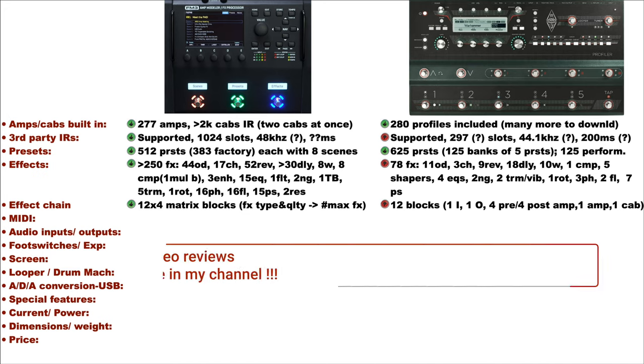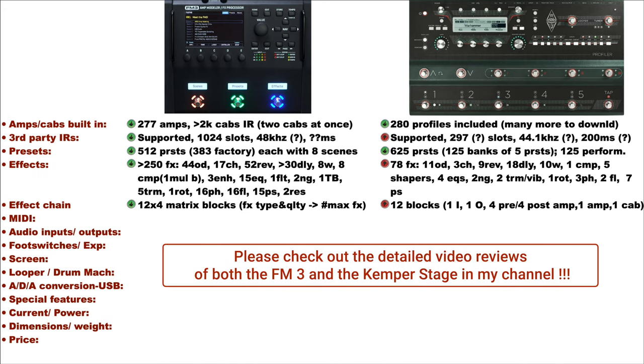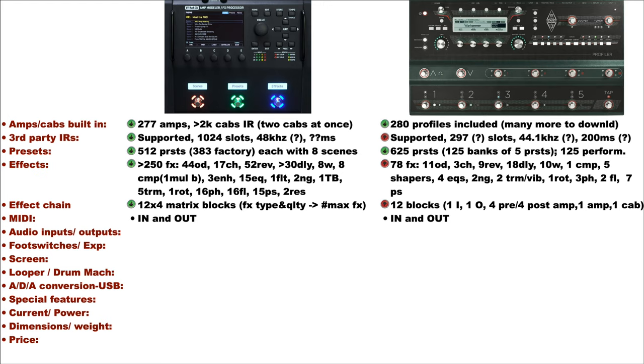If you want to know how many effects you can place in the FM3 signal chain, you can check out my demo review about the FM3 in the card above or description below. Both the units offer a MIDI in and out.